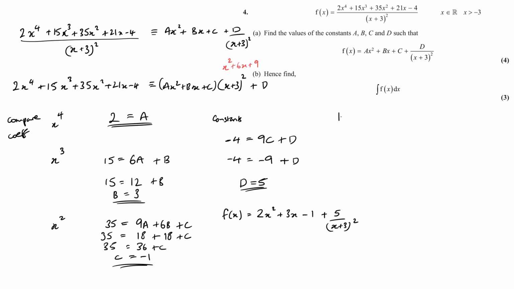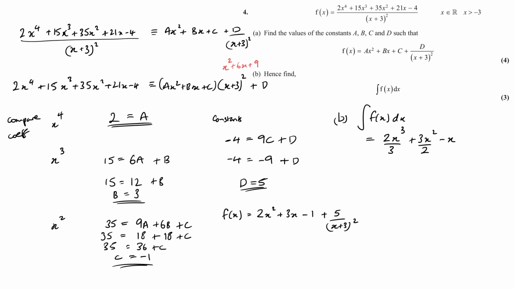Now, part B wants me to integrate f of x. So that is simply integrating this. So add 1 to the power, divide by the new power. 3x, add 1 to the power, divide by the new power.